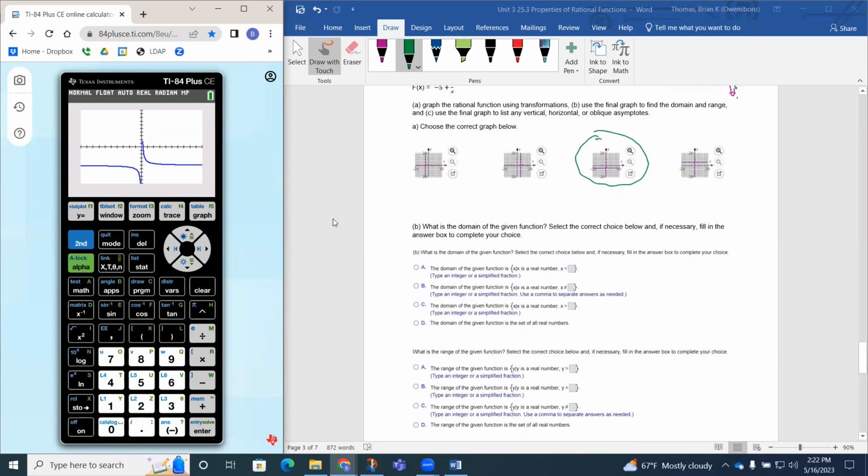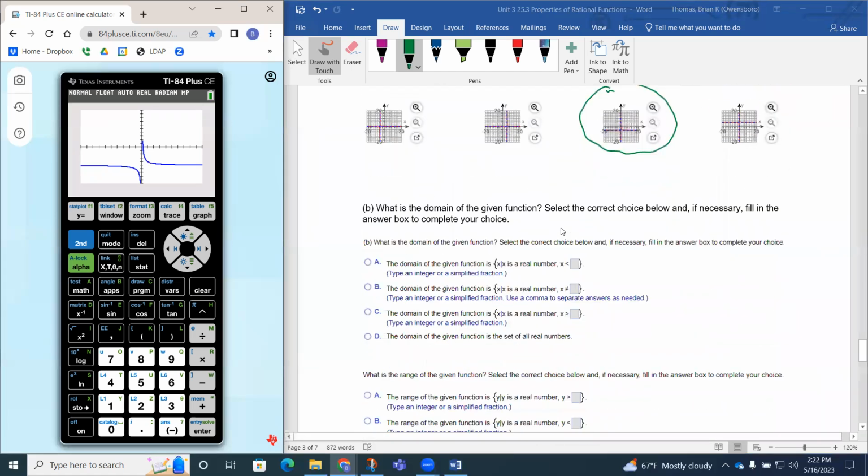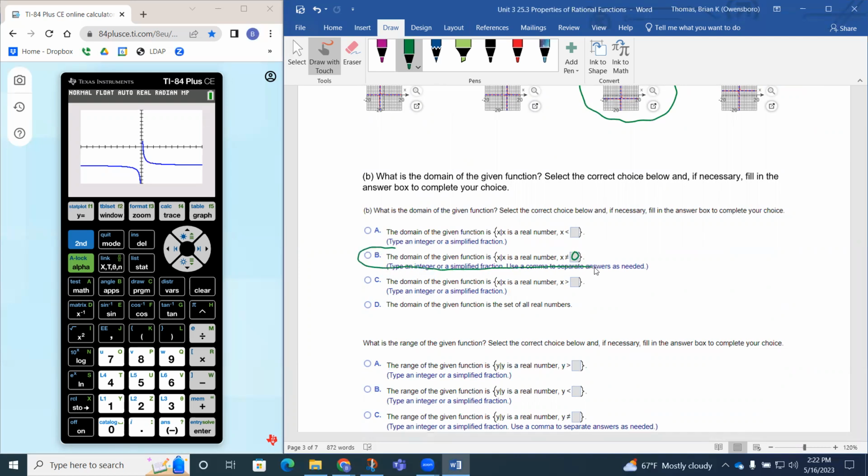So as far as the domain goes, remember the domain restriction is the x. So let me make this a little bigger. It's a little too small. So what is the domain of the function? The domain of the function is going to be every real number but 0. So it looks like that one. So we're going to choose B, and it's going to be just 0 is the only thing that's being excluded.